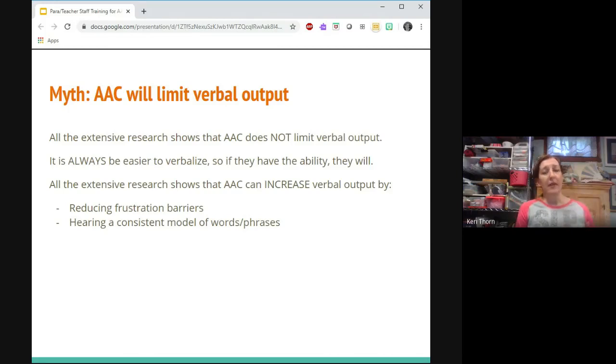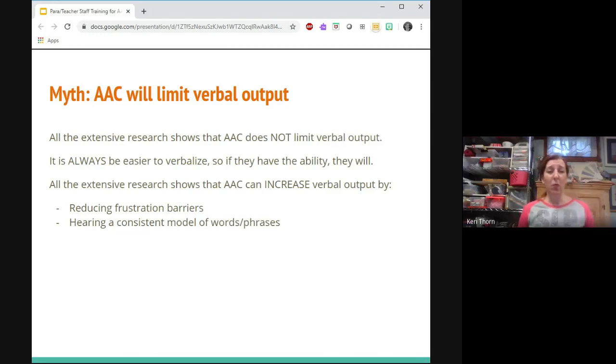If a student is able to be verbal, it's always going to be easier. Verbal speech is always going to be an easier way to do it than looking on a screen for their words. So if they have the capability for verbal speech, that's what's going to show up. But if they don't, we do need to give them something to help support their language. What they found is students with devices that have the potential to be verbal become more verbal because now their frustrations are lower because they're getting their needs met more efficiently. And they're also hearing a consistent model.